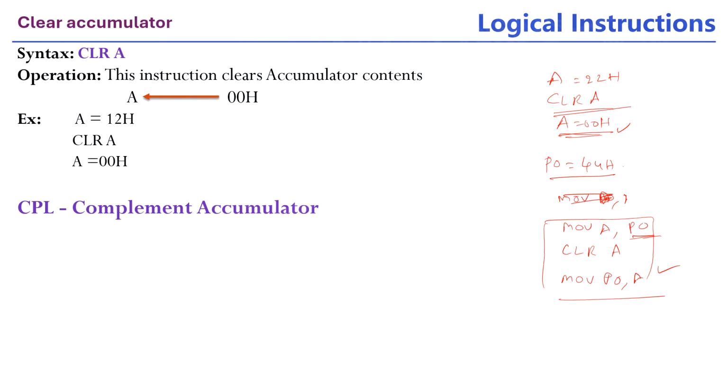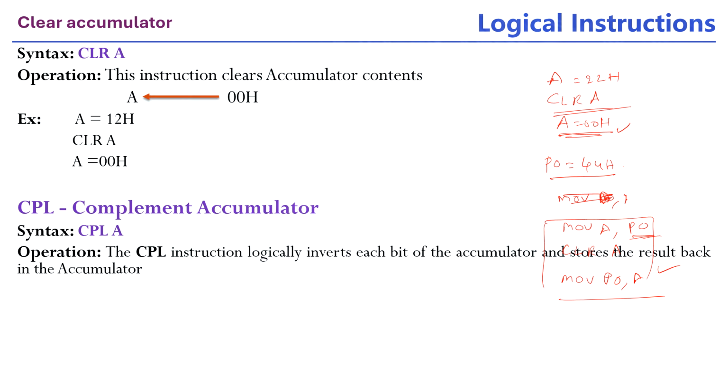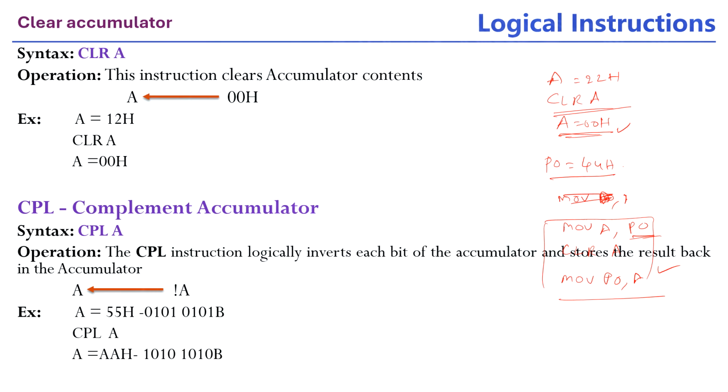Next, complement accumulator. This instruction simply complements each bit of the accumulator. In the result, A is equal to complement of A. Let us consider A has 55H; after complement A, the result will be AAH. Here each bit is complemented, 1 0 1 0 1 0 1 0 and so on. In this way it will complement each bit of the accumulator.